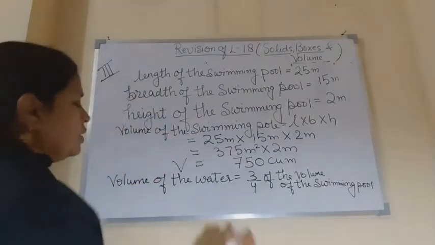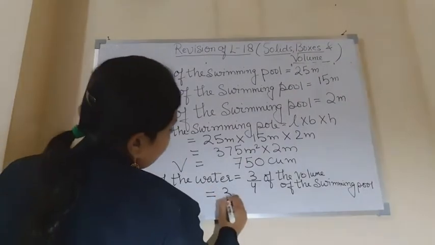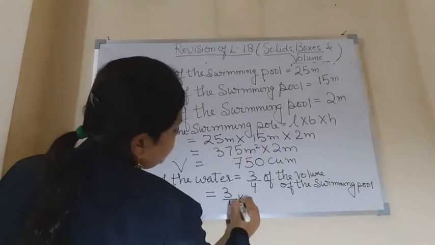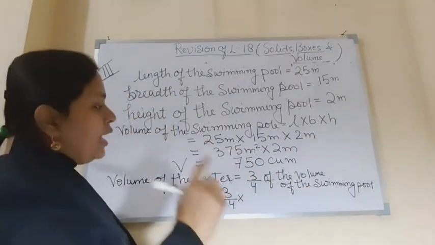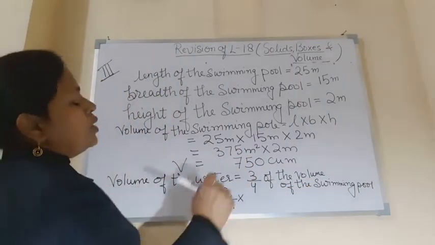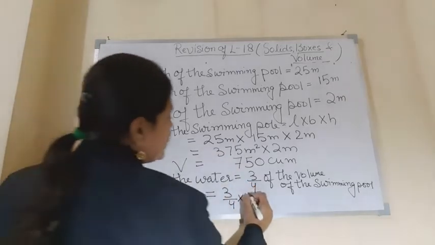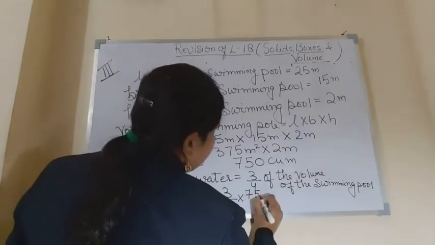So now children, let's put the value of the volume of the swimming pool. So what is the volume of the swimming pool? It is 750 cubic meter.